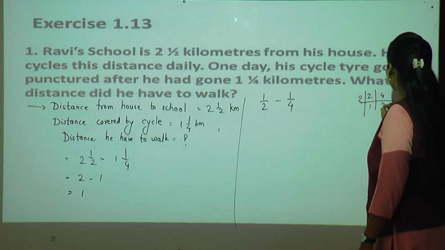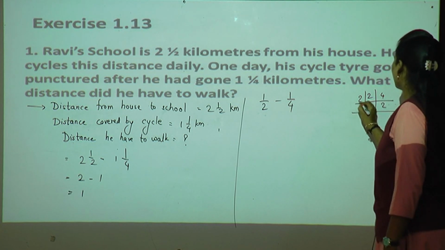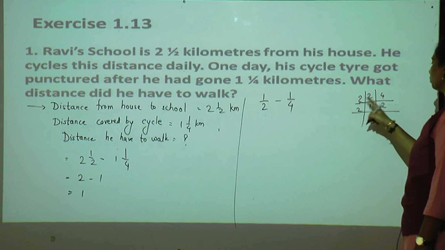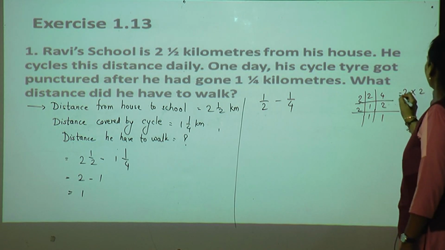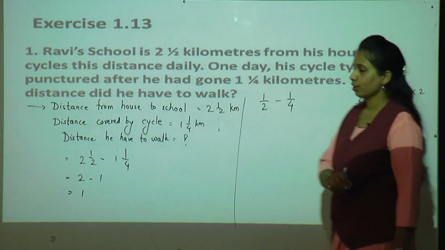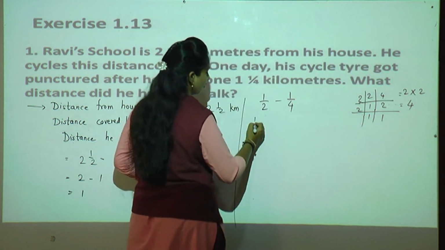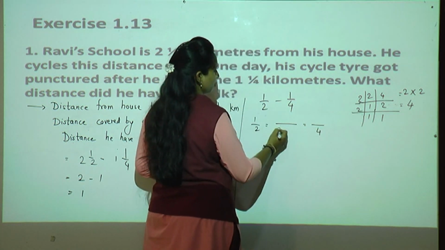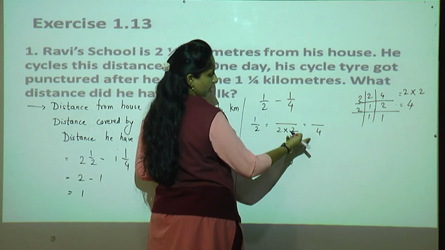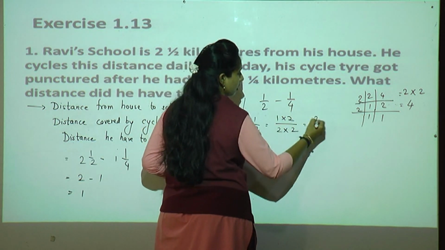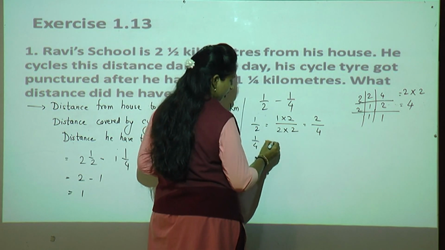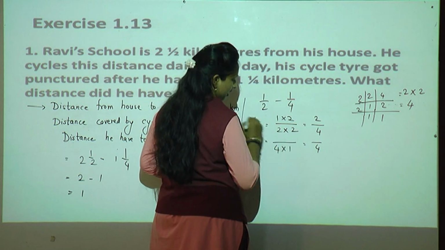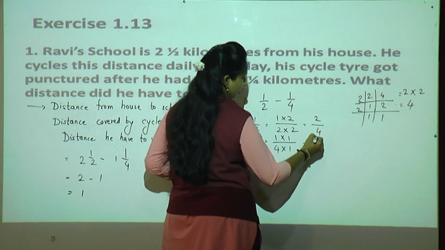2 1s are 2, 2 2s are 4. Again, 1 has it is 2 1s are 2. So what are the multiples of 2 and 4? Is 2 multiplied by 2 is 4. So here 1/2 is equals to, the denominator should come 4. So 2 multiplied by 2, 2 2s are 4. So here also 2, 1 2s are 2. 1/4 is equals to, denominator should come 4. So here also 4 1s are 4. Here also multiply by 1, 1 1s are 1.